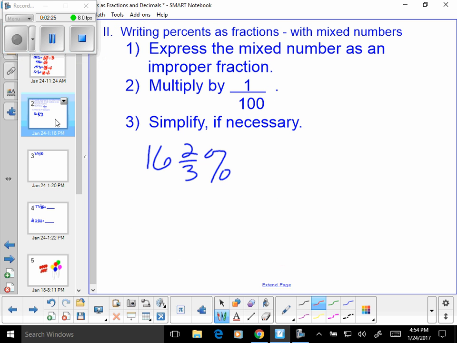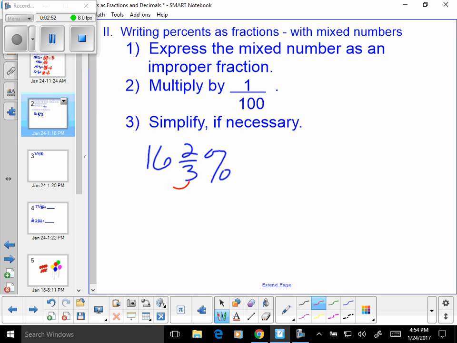What do I do if I have mixed numbers? I take the percent and I express that mixed number as an improper fraction. To take care of the percent, I'm going to multiply by 1 over 100, because to multiply by 1 over 100 is really dividing by 100. Now, I hope you remember how to get from a mixed number to an improper fraction.